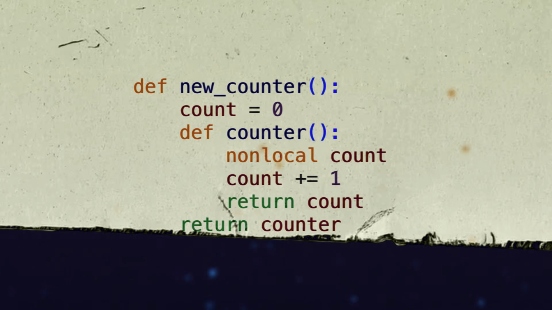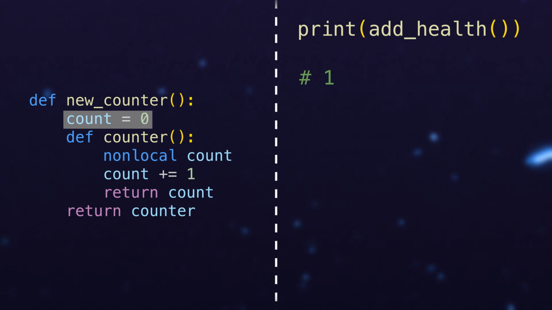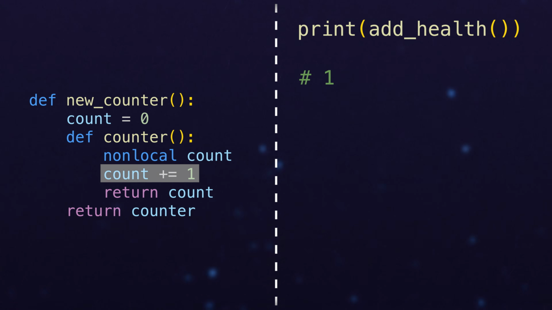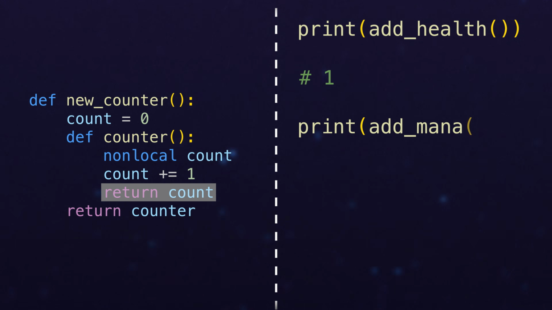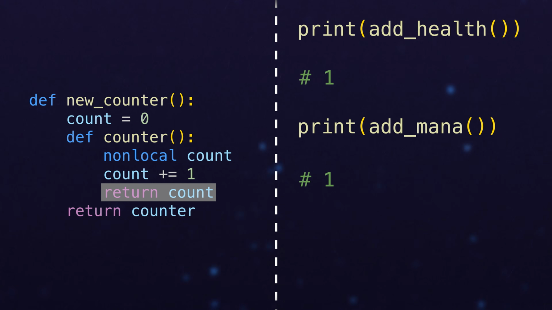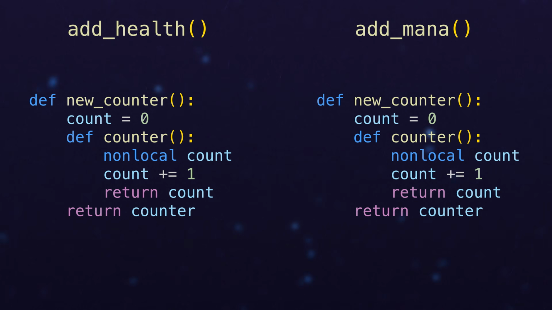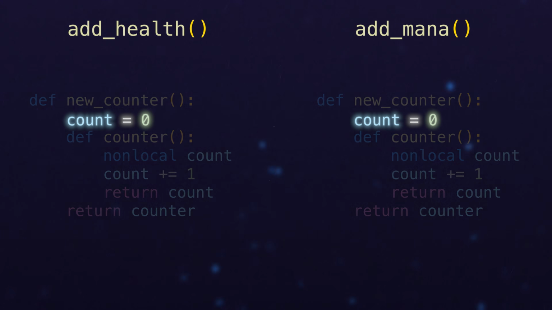If we call add health once, it will return 1 because it took that count variable 0, incremented it by 1, and then returned it. If we call add mana for the first time, it will also return 1. And that's because each function has its own copy, its own closure around a different count variable.